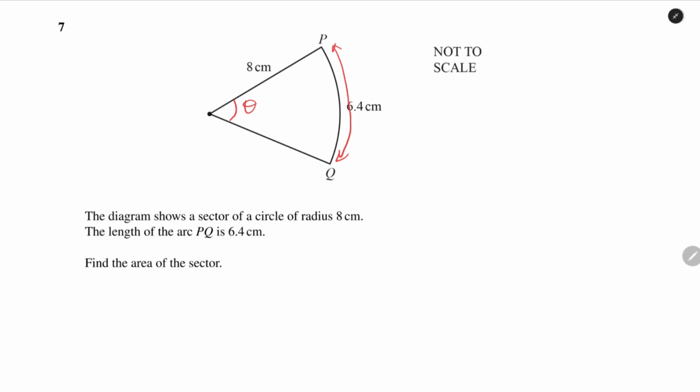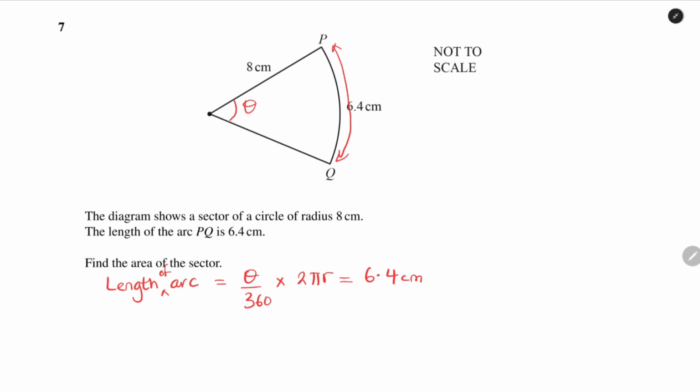Okay, so let's find what theta is using this value we have been given. We know that the formula for the length of arc is given by theta over 360 times 2 pi r. This particular formula, we are told, when applied in this question, is going to give 6.4 centimeters. So what we need to do is make theta the subject of the formula, and then we use that theta to find the area of our sector.